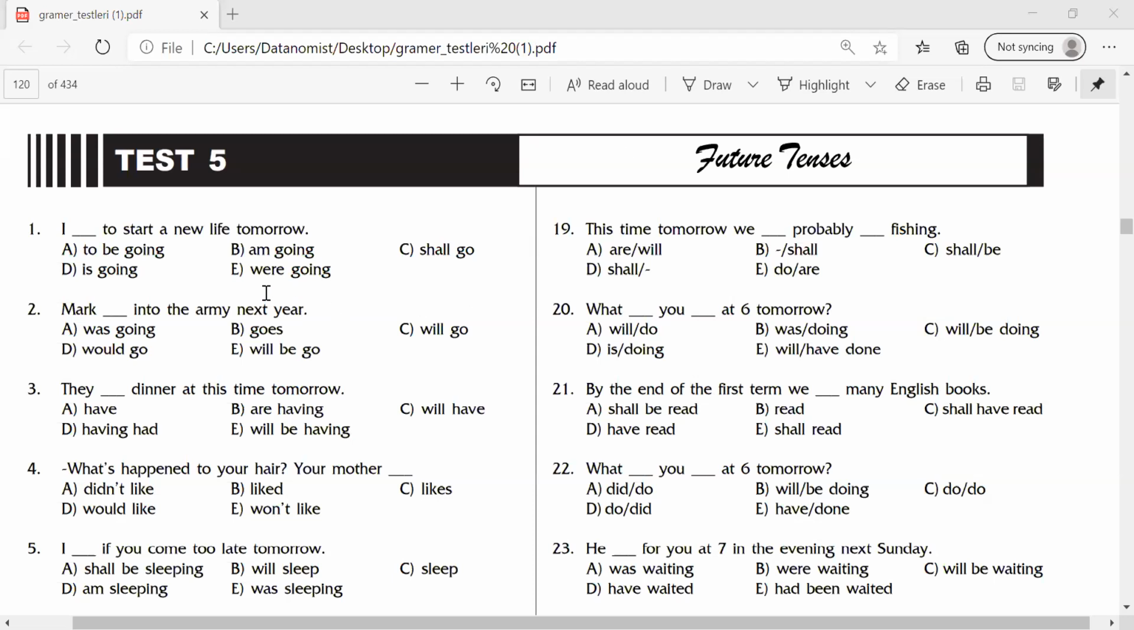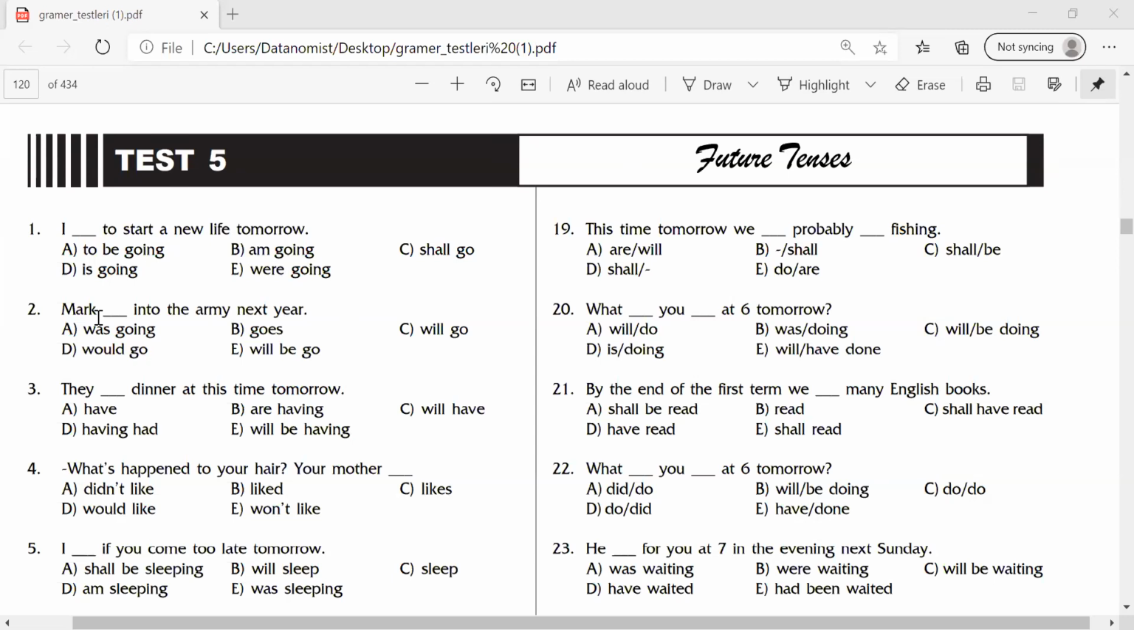I shall go. Once, please check once. I dash to start a new life tomorrow. Yes, you're right. It means I am going to start a new life tomorrow. It means it is my intention. I'm just giving my intention of future action. Very good. Okay.